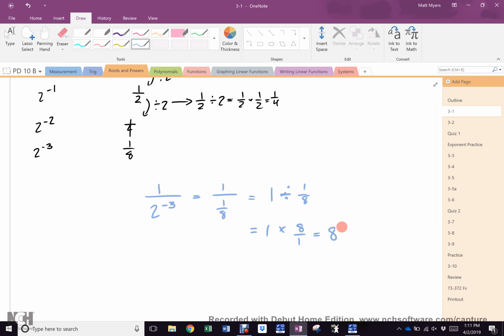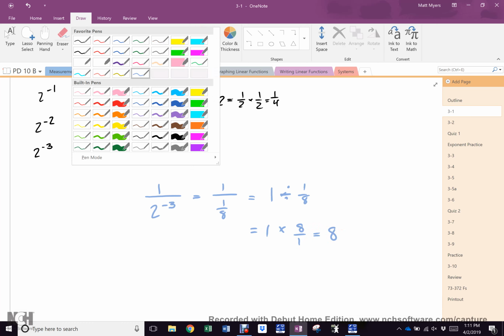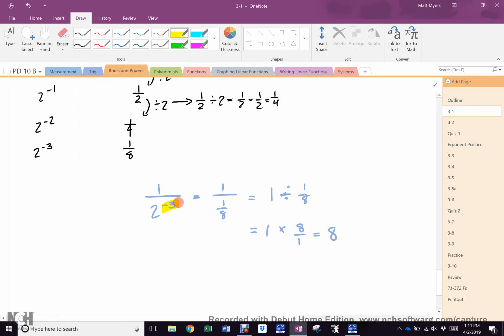So, still, the negative exponent still bothers us. If it's in the denominator, where must it have to go? Back to the numerator. If it's in the numerator, where must it have to go? To the denominator. Is everybody good? Yes? All right. Now, I'm going to show you the biggest problem students have with this.